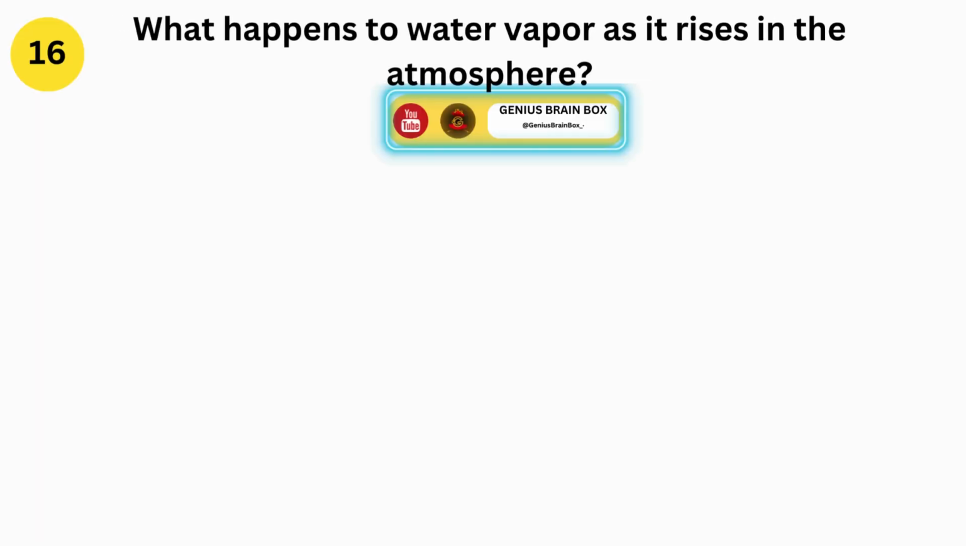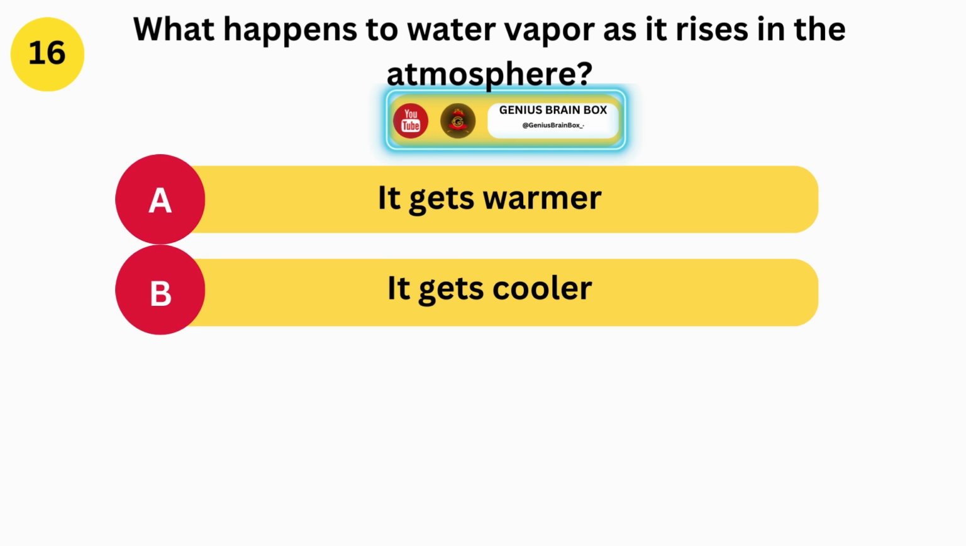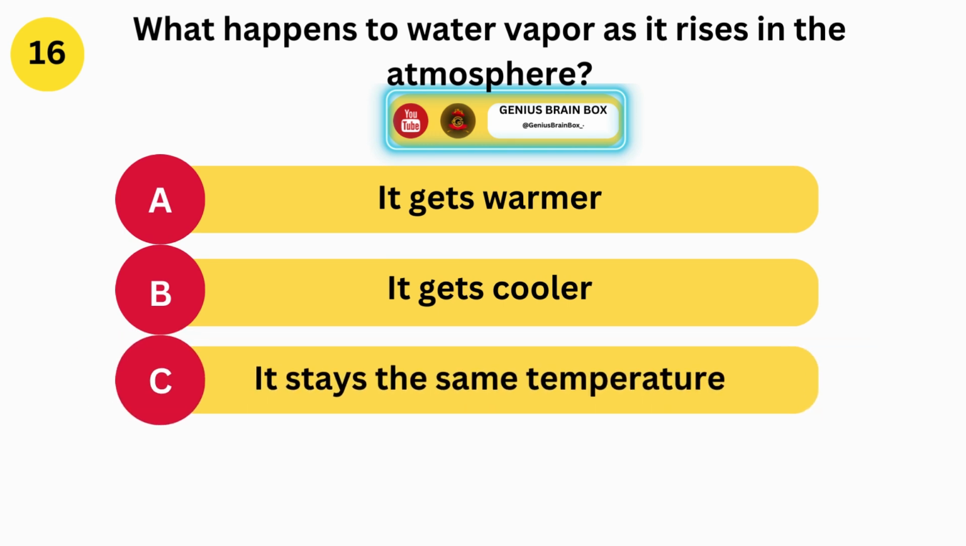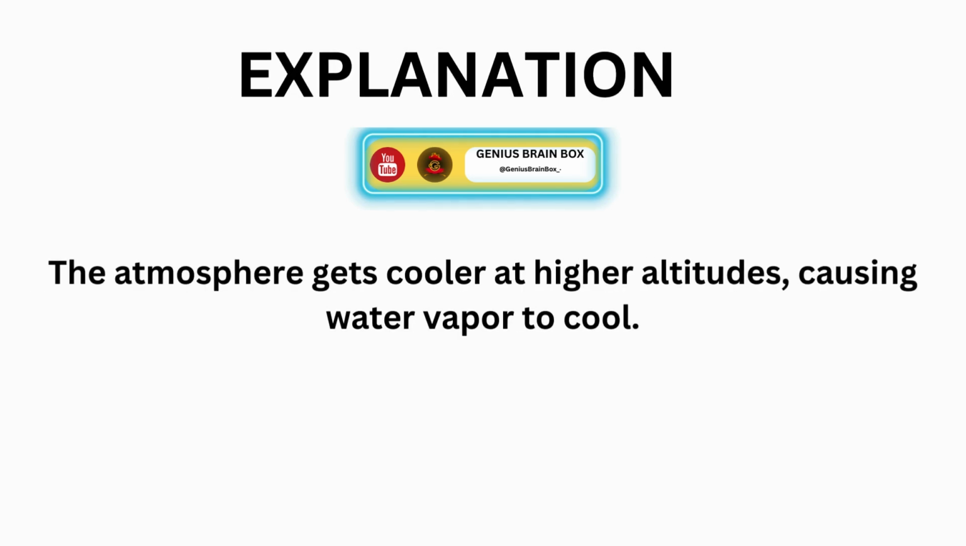What happens to water vapor as it rises in the atmosphere? Option A. It gets warmer. Option B. It gets cooler. Option C. It stays the same temperature. Correct answer is... Explanation. The atmosphere gets cooler at higher altitudes, causing water vapor to cool.